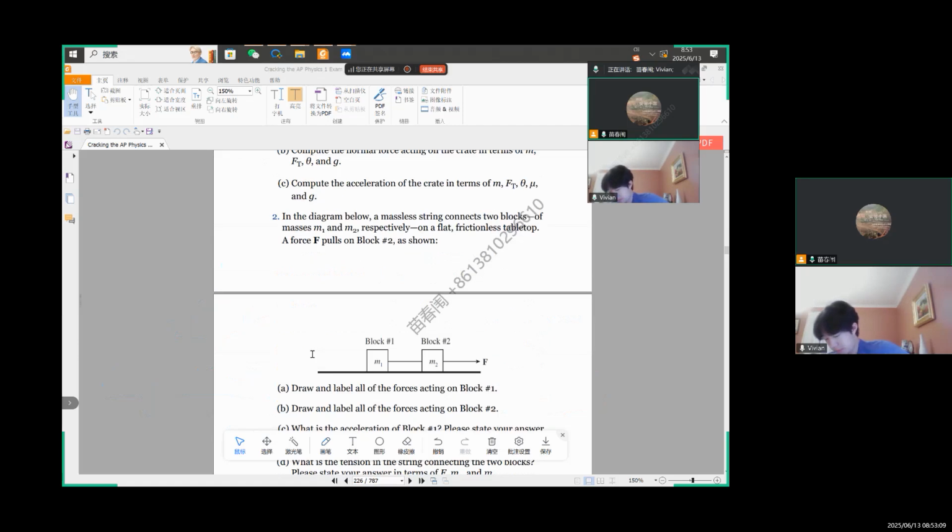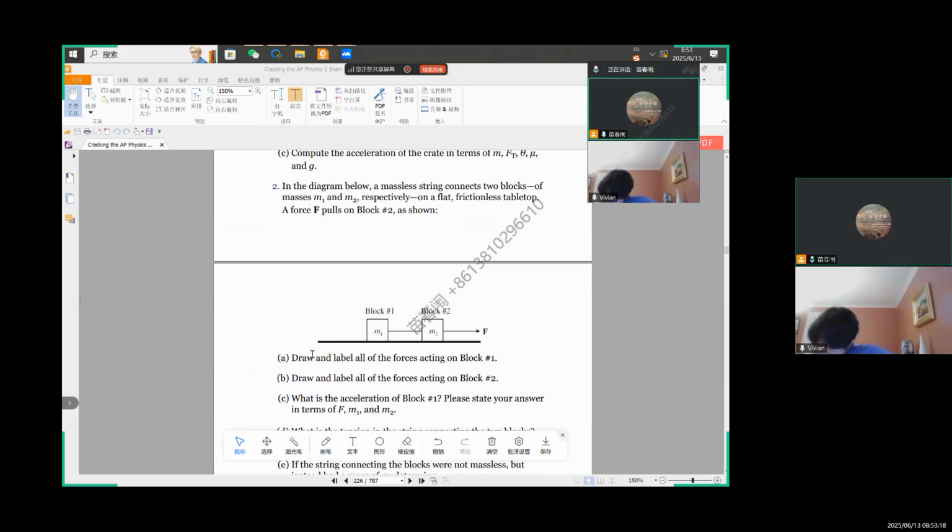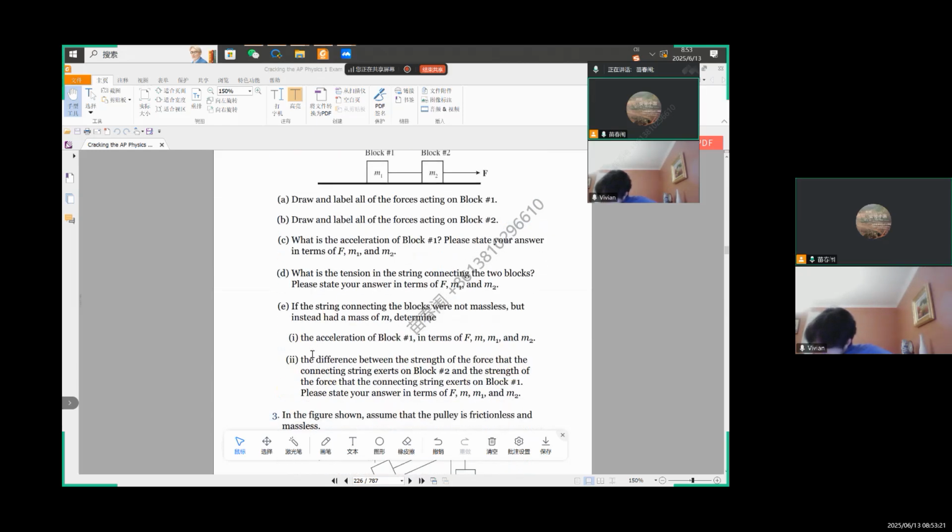Respectively, on a flat frictionless surface, a force F is exerted on block 2, and M1 and M2 are connected by a massless string. E2: if the string connecting the blocks were not massless, but instead had a mass of M, determine the acceleration in terms of this. And the second one is the difference between the strength of the force that the connecting string exerts on block 2 and the strength of the force that the connecting string exerts on block 1. Please state the answer.